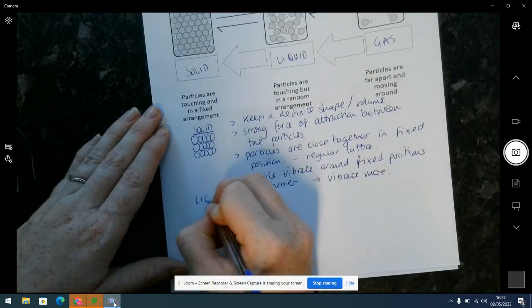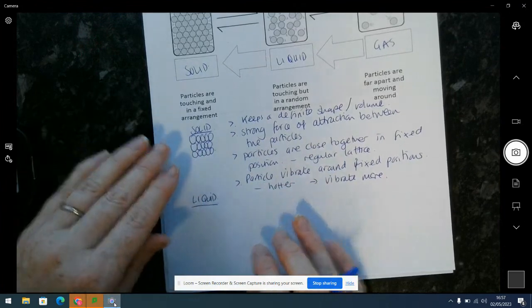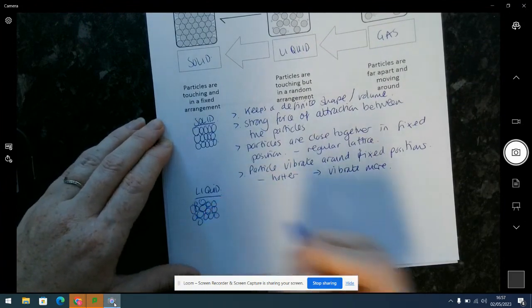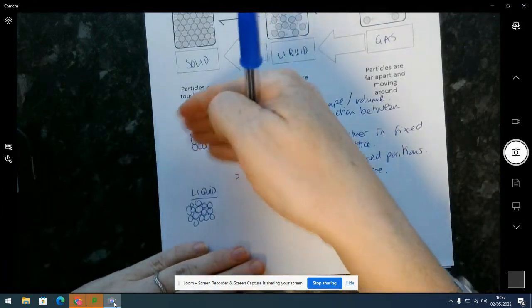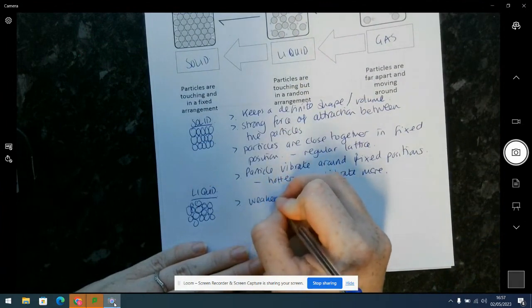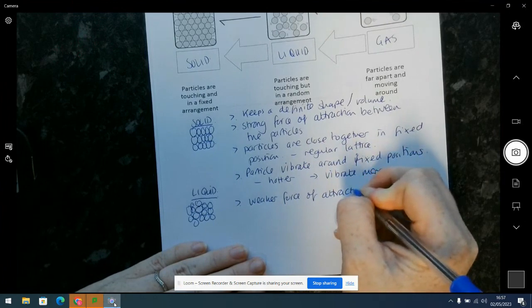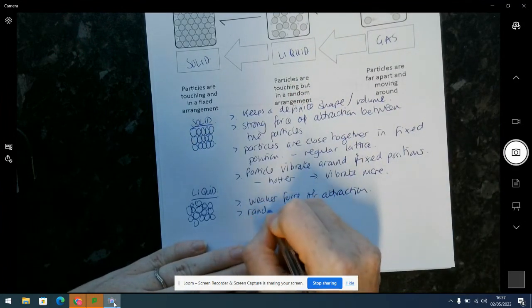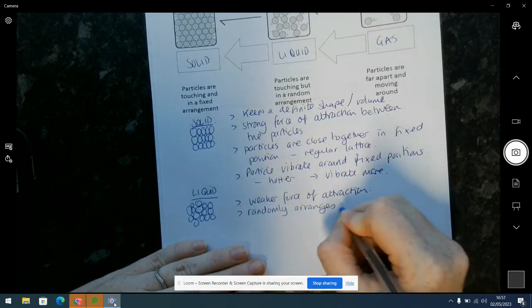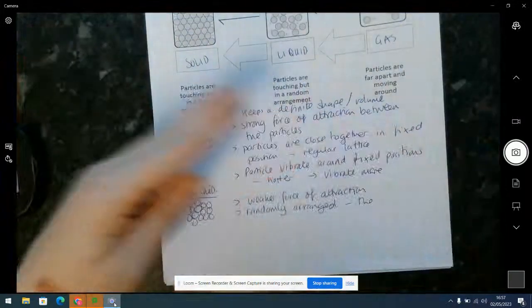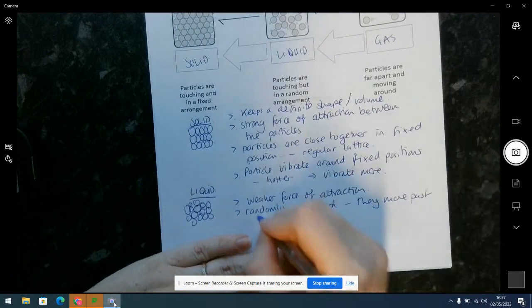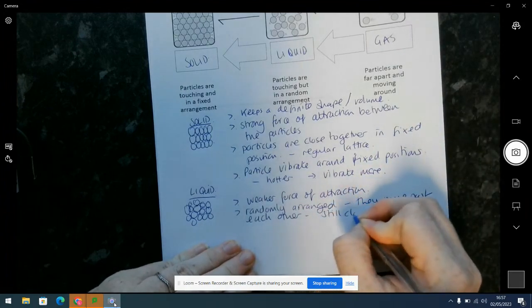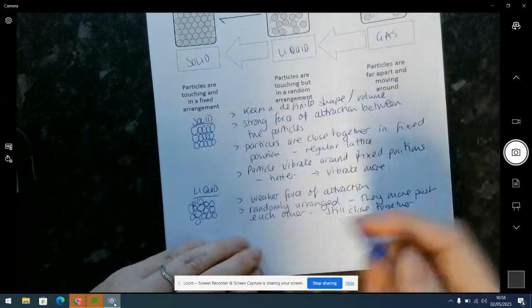Next one is a liquid. If this was a 6-marker, I'd be drawing the diagrams on there just to help keep me right. So here is my liquid. Not very good at drawing, as you can see. Between a solid and a liquid, there is a weaker force of attraction because, as you can hopefully see from my diagram, they're no longer in this lattice structure. In fact, they are randomly arranged, and they move past each other quite a lot. They almost roll over each other. But as you can see from the diagram, they're still close together, still touching, so they can move past each other.